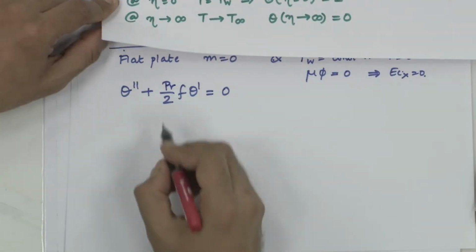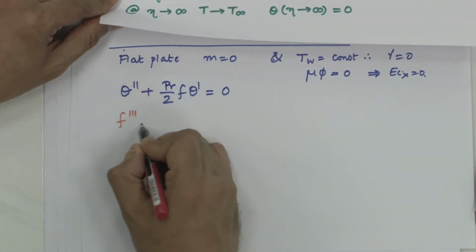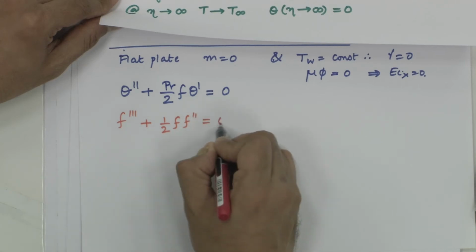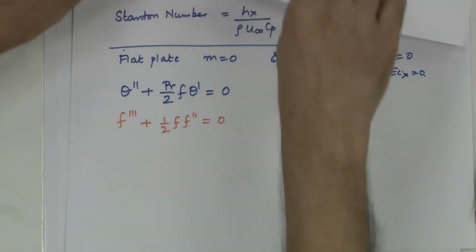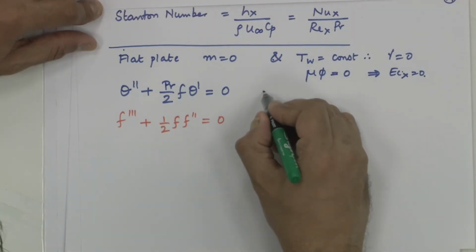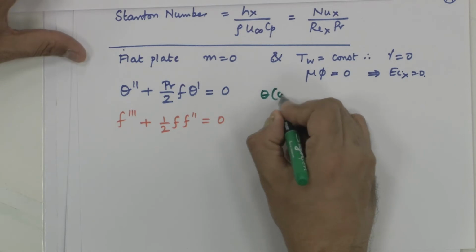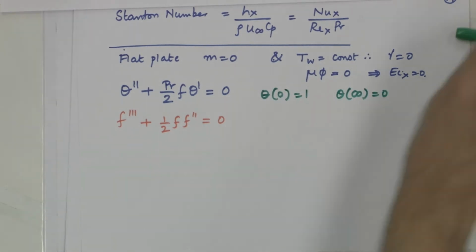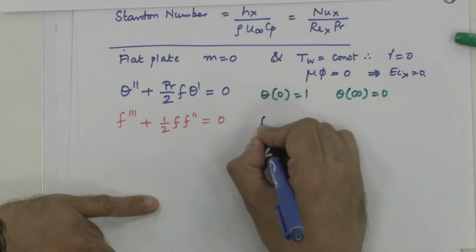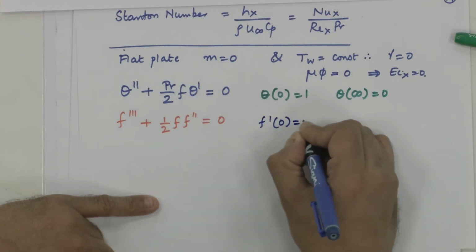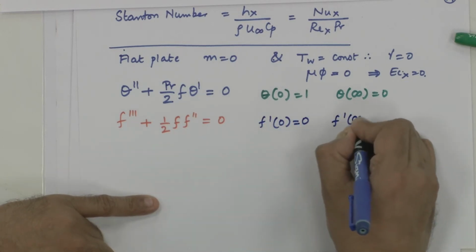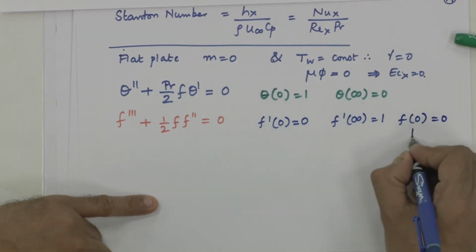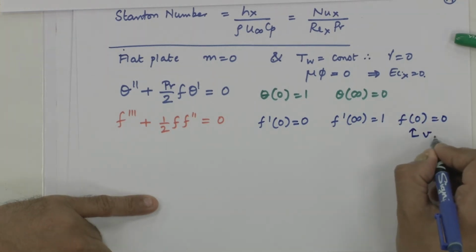What was my momentum equation? F triple prime plus 1 half f f double prime equal to 0. What were my boundary conditions here? Theta at 0 is equal to 1, theta at infinity equal to 0. And for the momentum equation, f prime of 0 is equal to 0, f prime of infinity equal to 1, f of 0 equal to 0. This was my boundary condition.